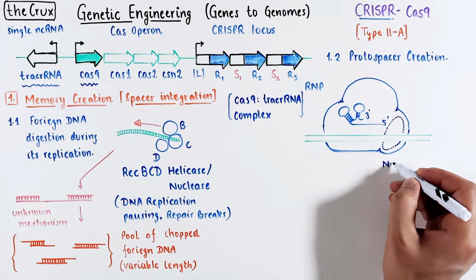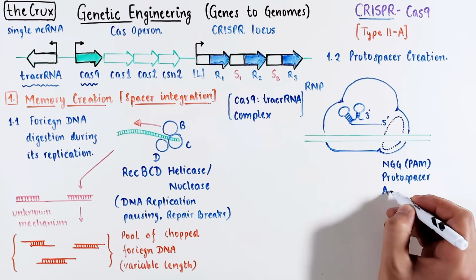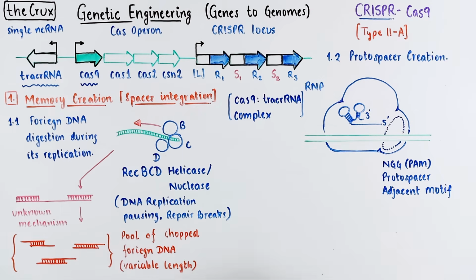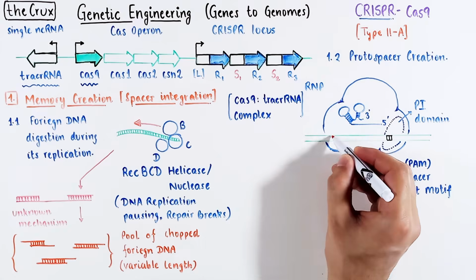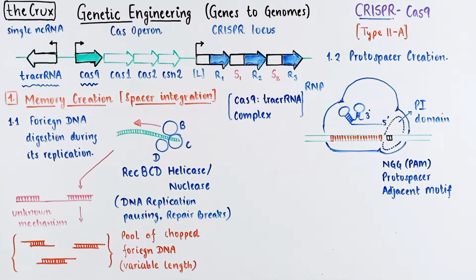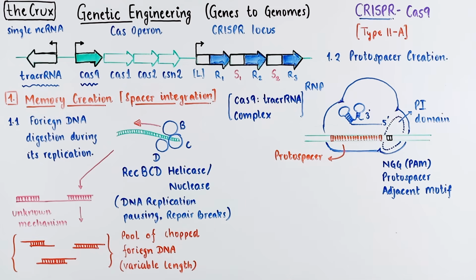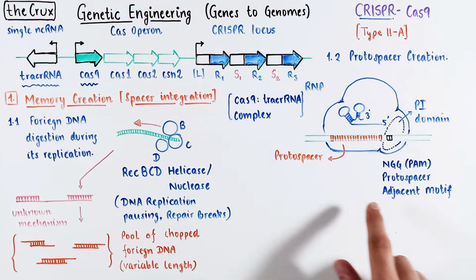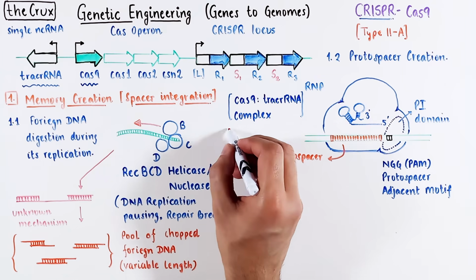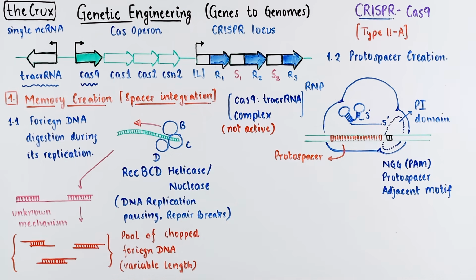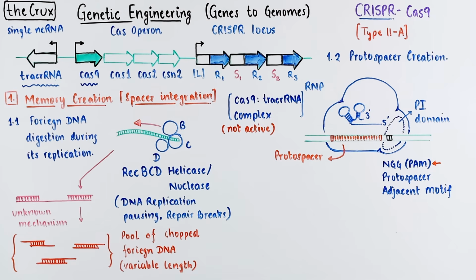This is called the PAM, short for protospacer adjacent motif. The PAM interacting domain in Cas9 performs the PAM scanning function. And when it finds NGG, the immediate upstream stretch of DNA is destined to become a protospacer. Hopefully, now you notice the connection between protospacer and its adjacent motif. In this scanning mode, the Cas9 RNP is not active. The only function Cas9 here is doing is to find the PAM region.